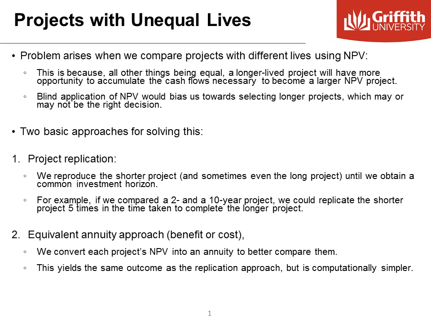To ensure we compare apples with apples, two methods of solving these problems are applied. The first is the project replication, where we reproduce the shorter project until it has the same life as the long project. The second is to use an equivalent cost or benefit, where the net present value is converted to an annuity for comparison. Similar to the annual equivalent rate when we have different compounding rates of interest.